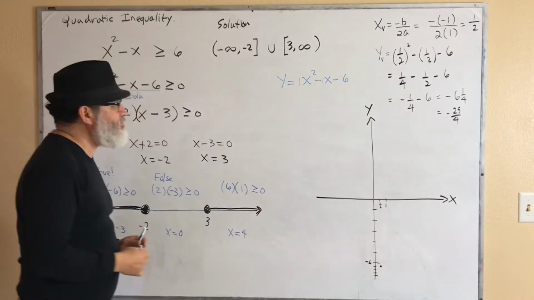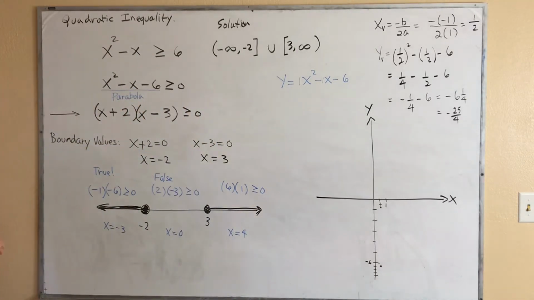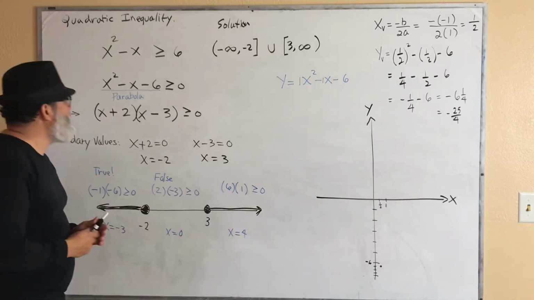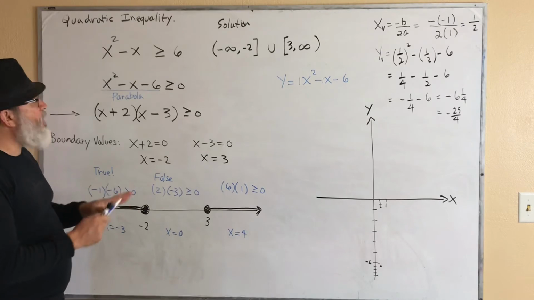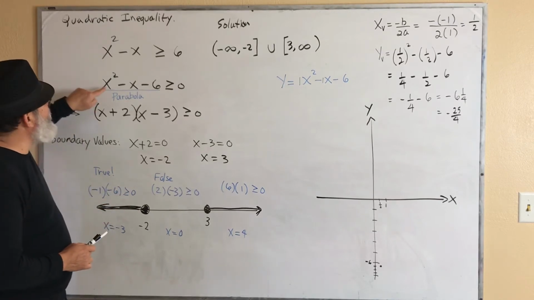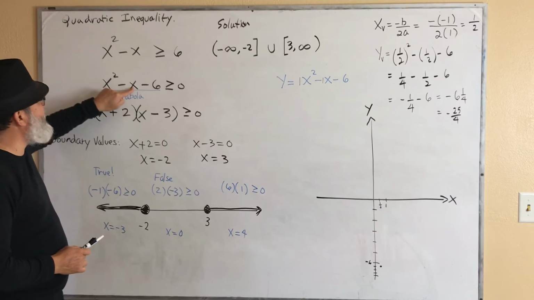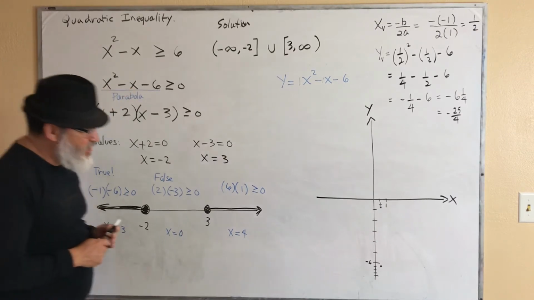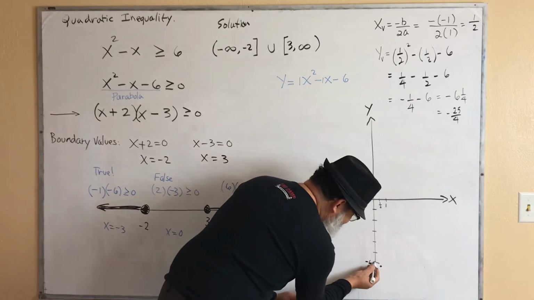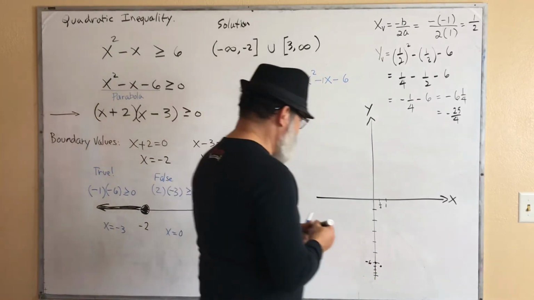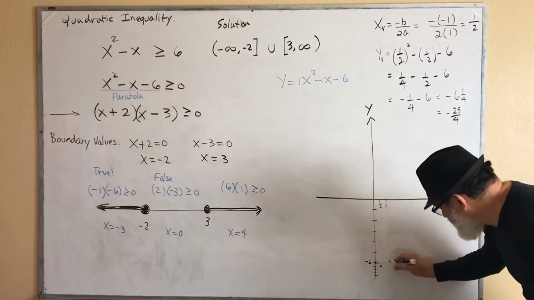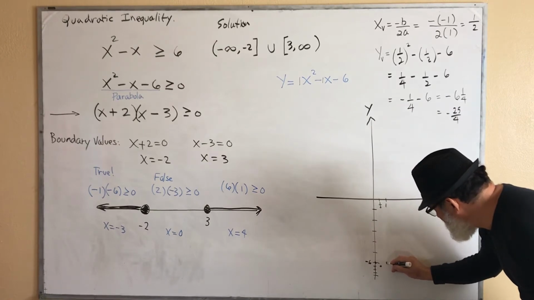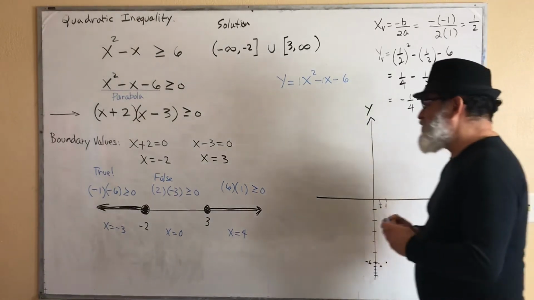All right. We're trying to graph the parabola. Now, the parabola crosses the y-axis when x equals 0. So plug in 0 there. So when x is 0, y is negative 6, right there. By symmetry, when x is 1, y is also negative 6. So the parabola opens up.